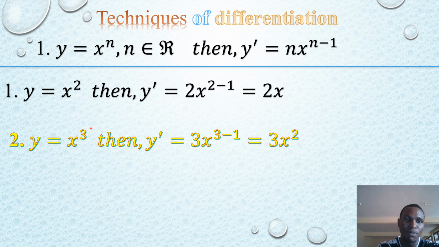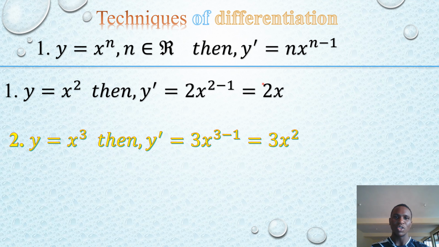Then reduce the power now by 1. So it will be 3 minus 1. So that will give me 3x what? 3 minus 1 is 2. So you have 3x squared. That's the answer, and it ends there.